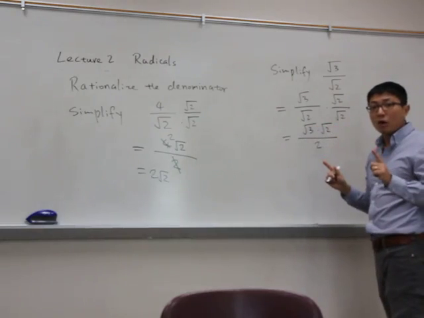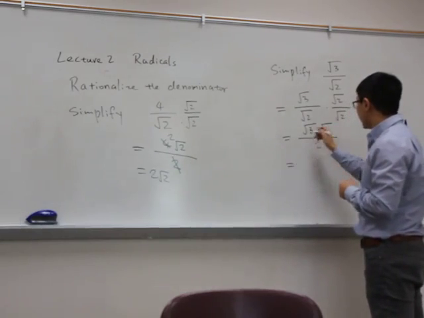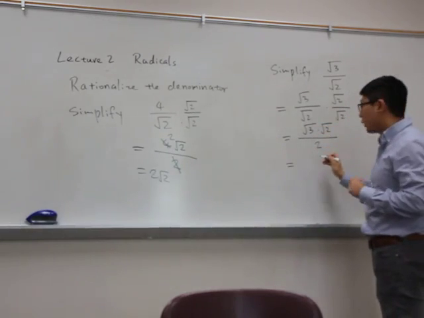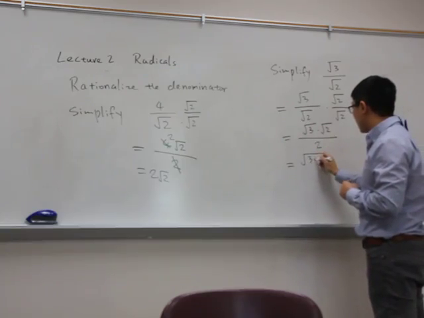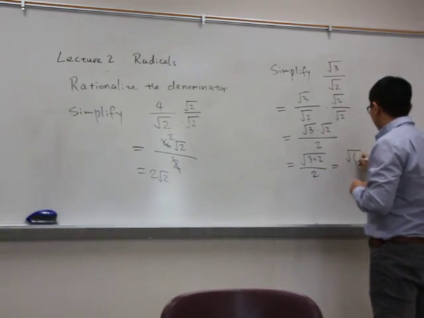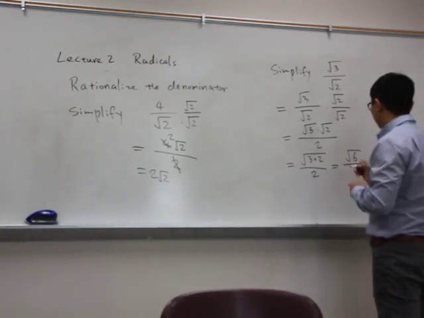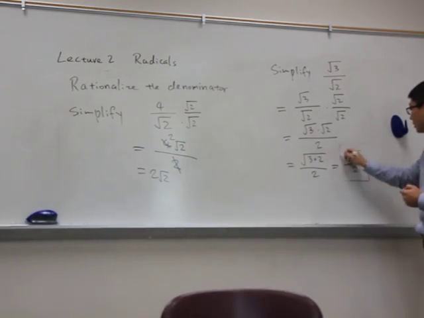Now remember our property number 1? This product, we can combine them into one radical. So it becomes the square root of 3 times 2, which is the square root of 6 over 2. Now because 6 doesn't contain any perfect square, we can stop here. So our answer is the square root of 6 over 2.